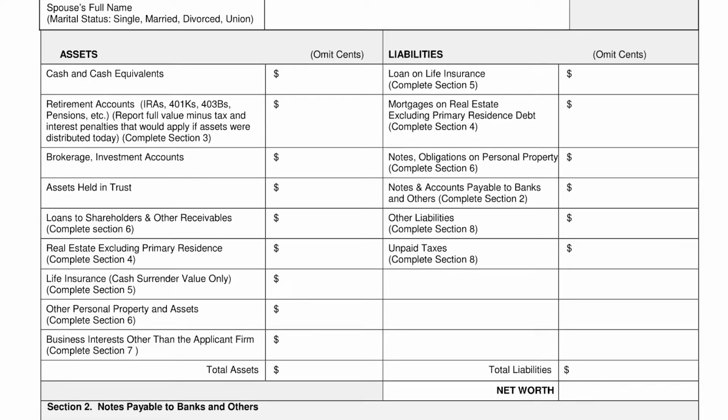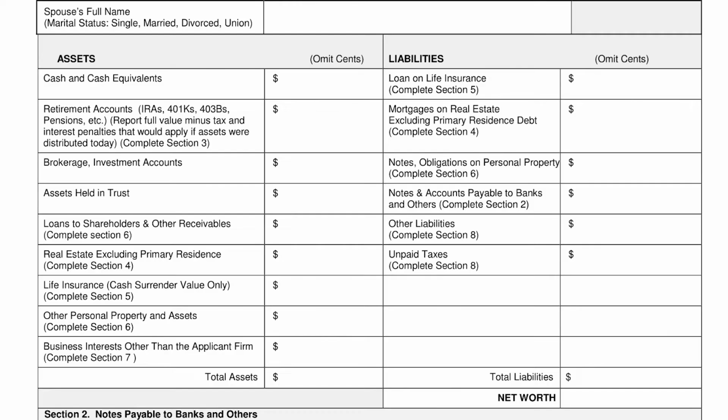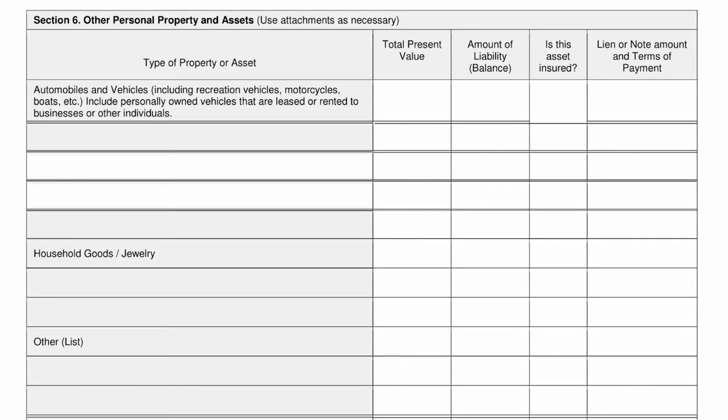Assets held in trust. Enter the total value of the assets held in trust on page 1 and provide the names of the beneficiaries, trustees, and other information in Section 6 on page 3. Loans to shareholders and other receivables not listed. Enter amounts loaned to you from your firm, from any other business entity in which you hold an ownership interest, in other receivables not listed above. Complete Section 6 on page 3.